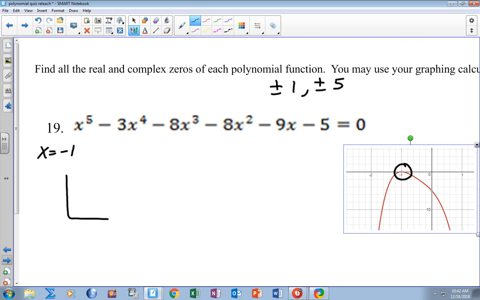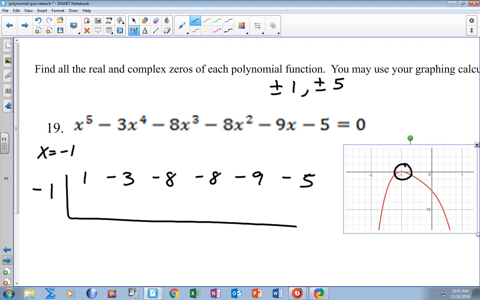So we're going to put it in the synthetic division. I'm going to put -1 outside because that's the root, so we don't change it, because that is the actual x-intercept. So we have 1, -3, -8, -2, -9, and -5. Every term is accounted for, so we don't have any placeholders. Now I'm going to use the synthetic division. And sure enough, we get a 0.